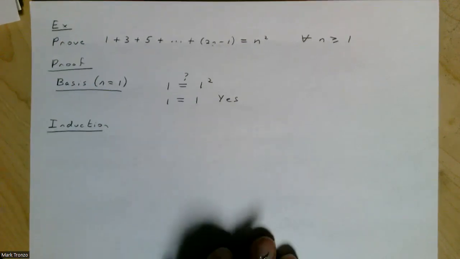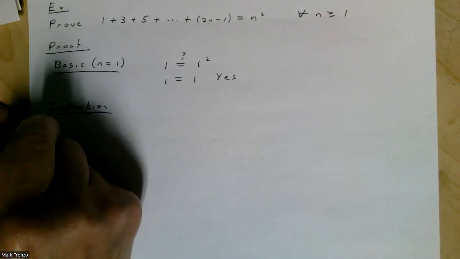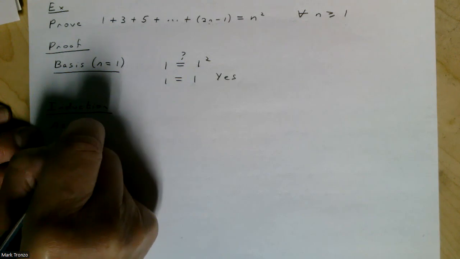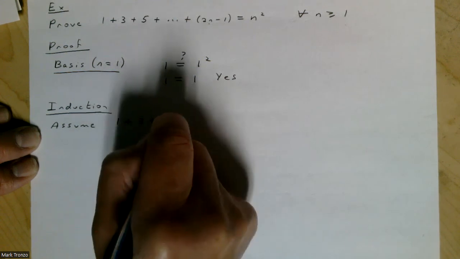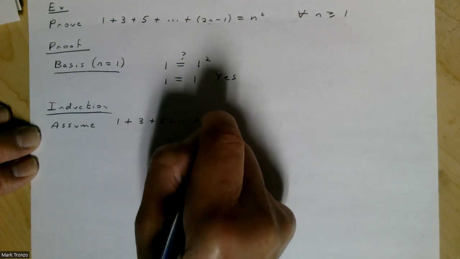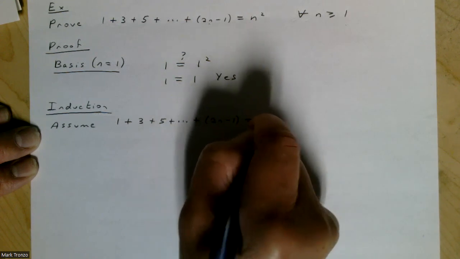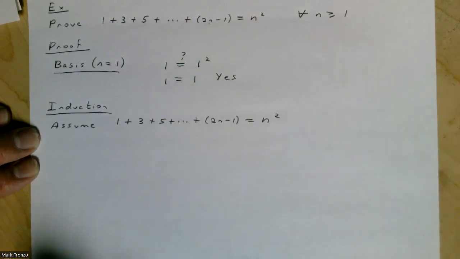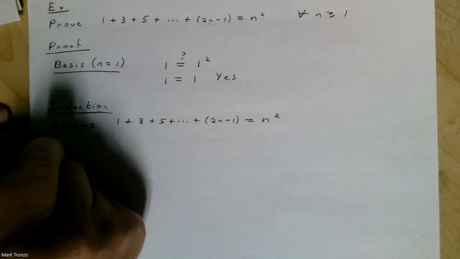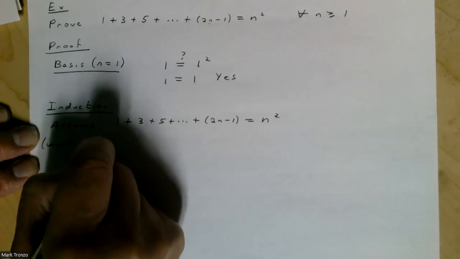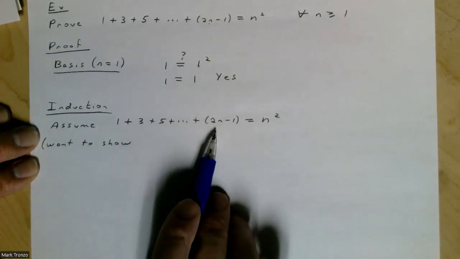And so again, for the induction step, we're allowed to assume that 1 plus 3 plus 5 plus up to 2n minus 1 equals n squared. We're allowed to assume that that's true. And then we want to show that it's going to be true for the next term.